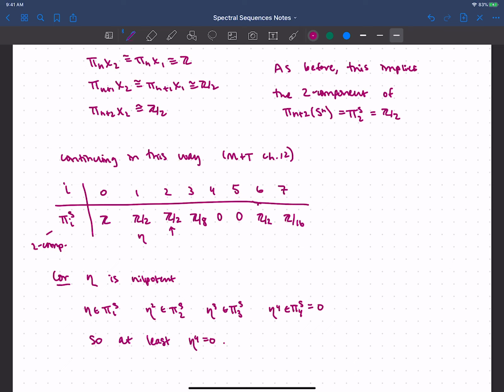But what have we done? Just to round it out, we explicitly computed the 2 component of pi 2 stable, and here we saw that we got a Z mod 2. And we could continue this argument with a little bit of some subtleties, a little bit of extra stuff that's described in Mosher and Tangora, and we'd be able to get the 2 component of pi 3, Z mod 8, the 2 component of pi 4 is 0, and so on. And so that tells us that eta is nilpotent. And I think they compute this out to pi 7.